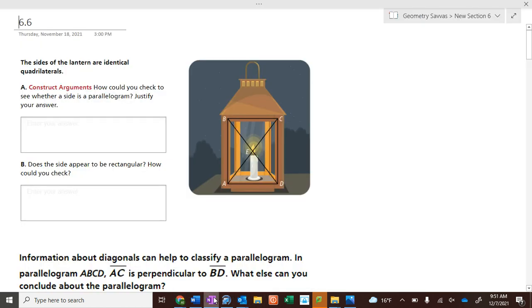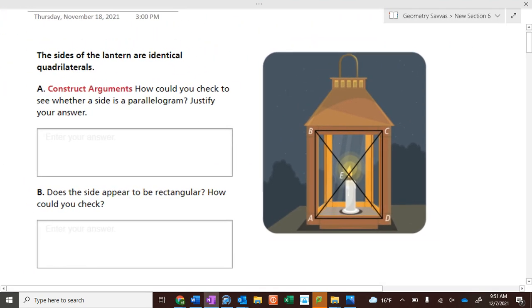Hi, everybody. So there's this lantern here, okay? And there's quadrilaterals basically on each side. A, B, C, D. Quadrilateral. What's probably the easiest way to tell that that's a parallelogram? How could we most easily tell it's a parallelogram? Micah. Yeah. Get out a tape measure. See if this side is congruent to this side and this side is congruent to this side. That's how I do it.